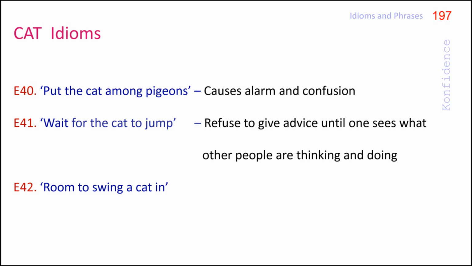Room to swing a cat in means just enough space. Example, the old woman stays in a hut which has only room to swing a cat in. The sentence means that the hut has only just enough space. Don't think that it has only one room.